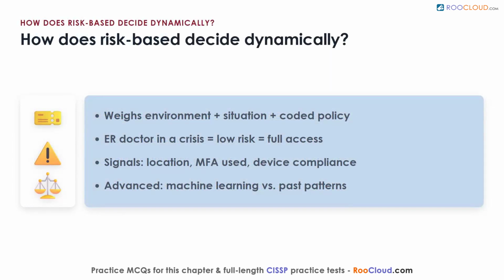Finally, a model that adapts in the moment. How does a risk-based model decide access on the fly? By weighing the environment, the situation, and policies written directly into software code. Consider a patient record system. A doctor in the emergency room during an active crisis is judged low risk and granted full access. A pharmacist checking for drug interactions gets narrower access to the same records because the situation warrants less.